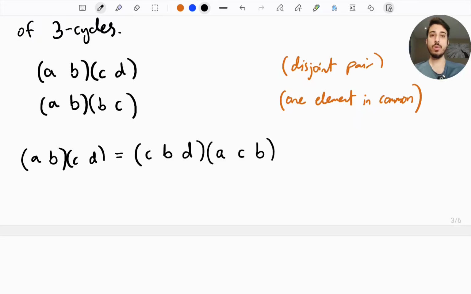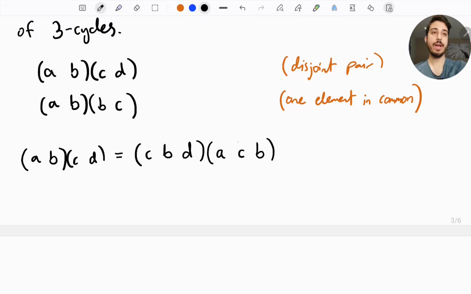So I know that A is being sent to B. So I wanted A to be sent to B at the end of the day. So A is sent to C and C is sent to B. So that means A is sent to B. That is correct. And for B, well, we have that B is sent to A, and that's it. So B is sent to A, and that is also correct.